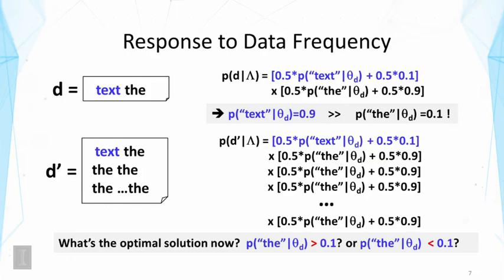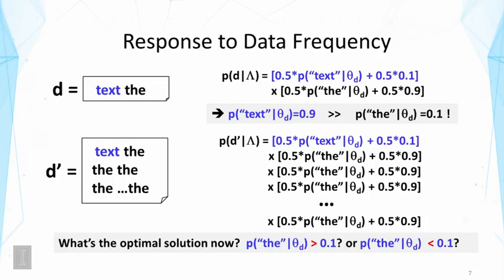In particular, let's think about the probability of "the". Should it be increased to be more than 0.1, or should we decrease it to less than 0.1? What do you think? You might want to pause the video a moment to think more about this question, because this has to do with understanding an important behavior of a mixture model, and indeed of all maximum likelihood estimators.